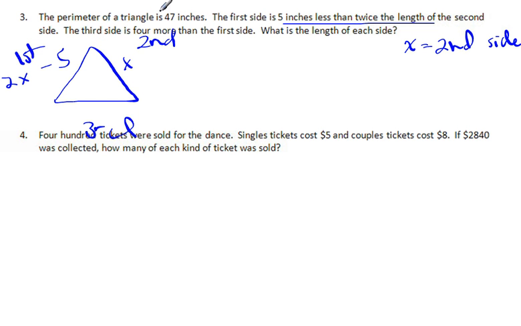The third side is 4 more than the first. So I need to add 4 more to the first. Now if they say 4 more than the second, I just put X. It's 4 more than the first, so I need to put the 2x minus 5 right here. This is a little confusing with all this mess.